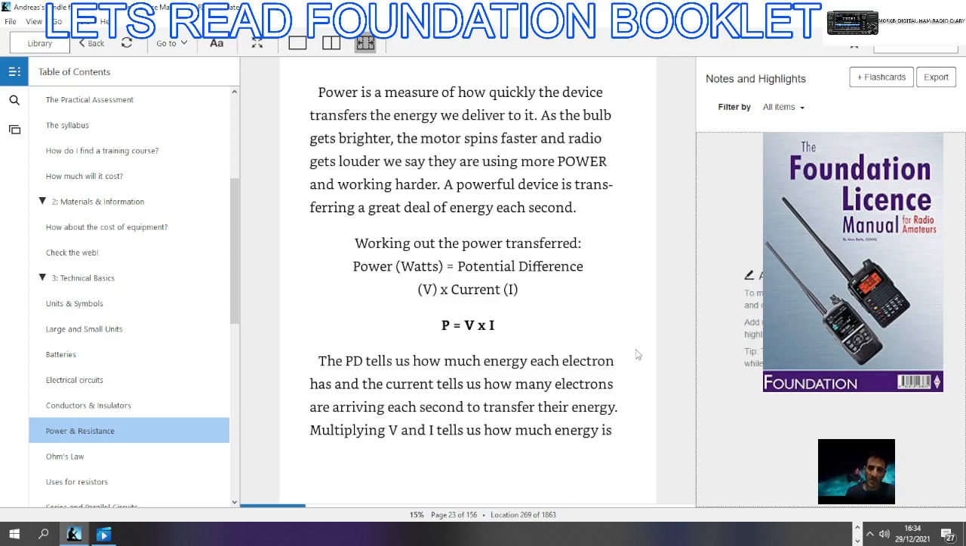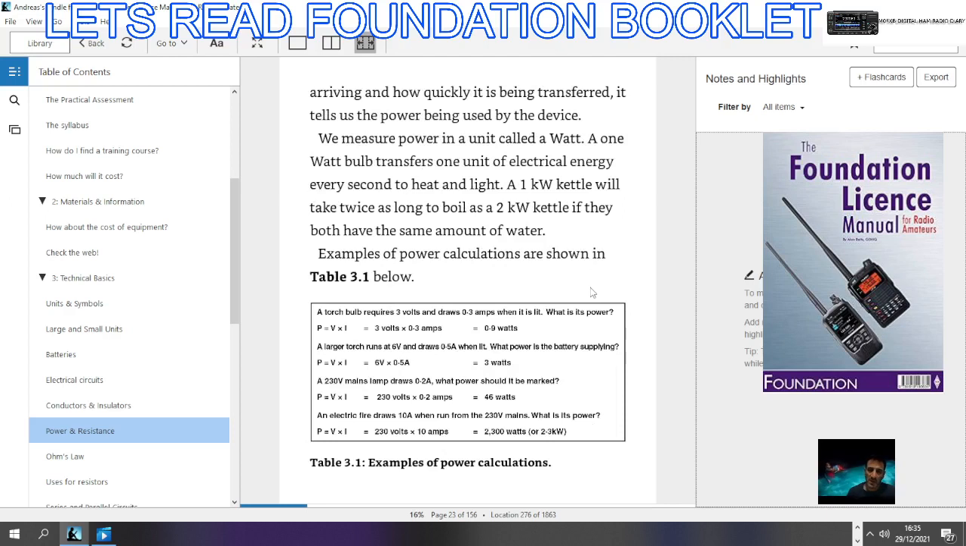The PD tells us how much energy each electron has, and the current tells us how many electrons are arriving each second to transfer their energy. Multiplying V and I, or voltage and current, tells us how much energy is arriving and how quickly it is being transferred. It tells us the power being used by the device.